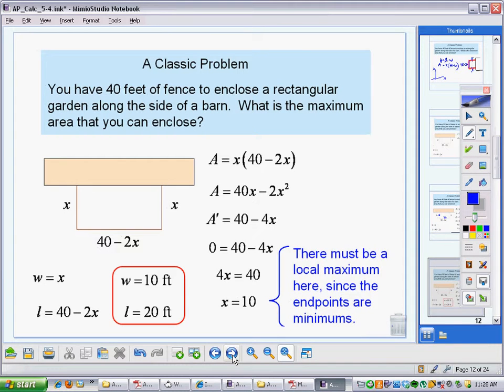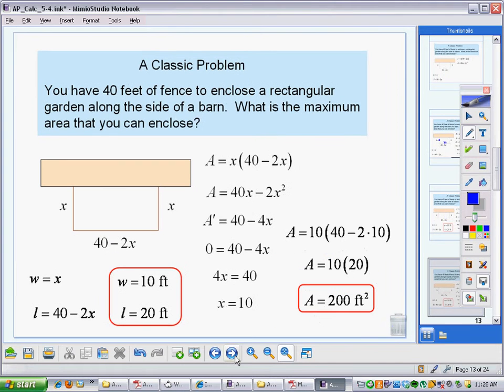Okay, there you go. Perfect. So width and length are 10 and 20, and I hope the last slide I got up here is 200 feet. So there you go.